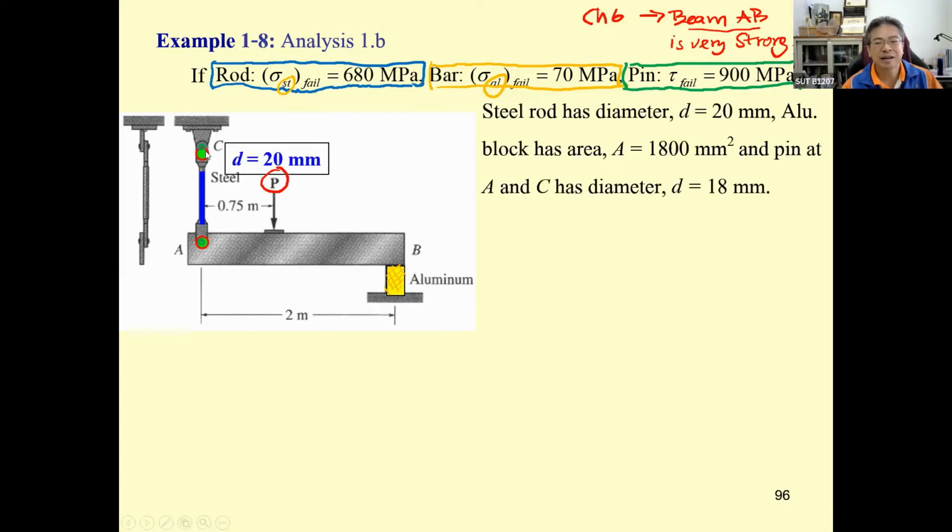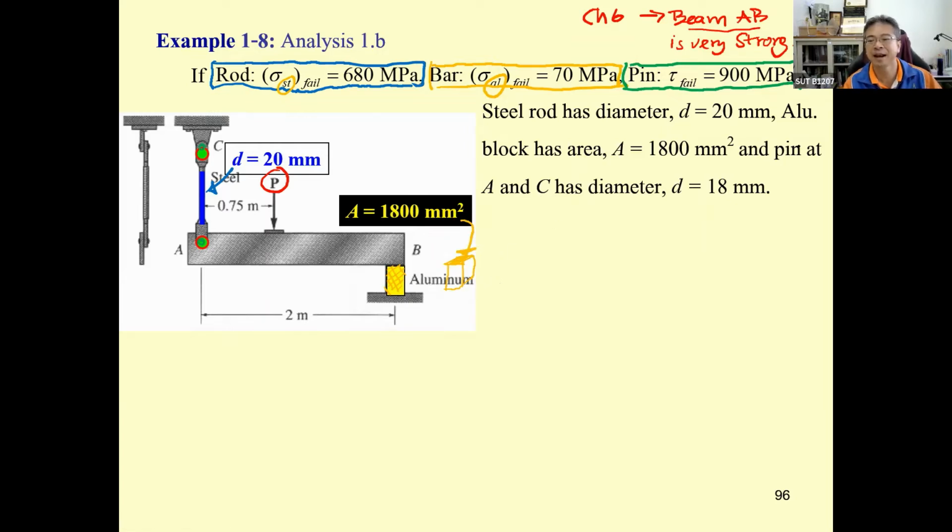The rod has a 20 millimeter diameter. So you have to read the problem carefully. And the aluminum has an area over here of 1,800 square millimeter. So this may be the block. If we look at it in 3 dimensions, this may be a short aluminum column, and the area over here is going to be 1,800 square millimeter.